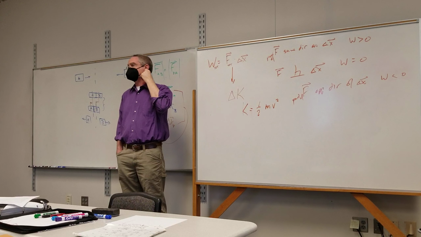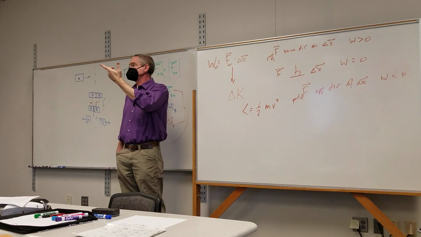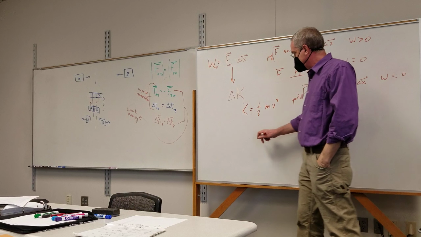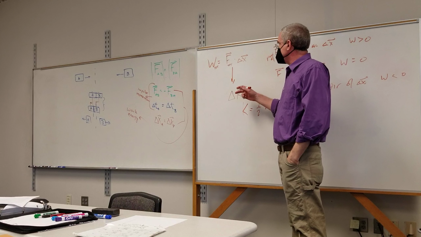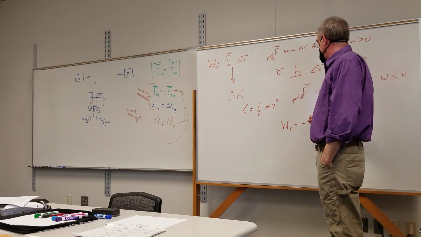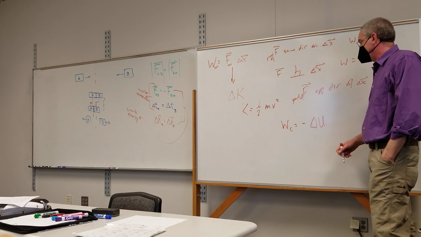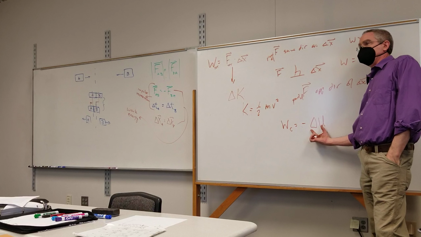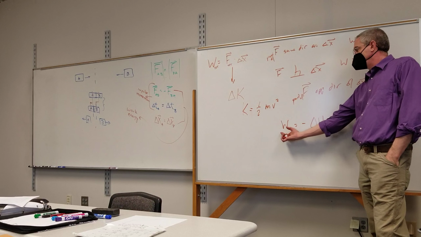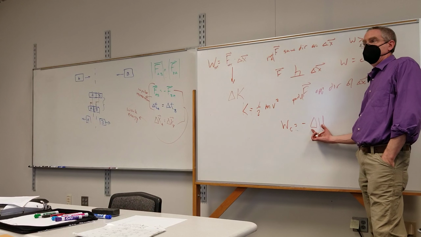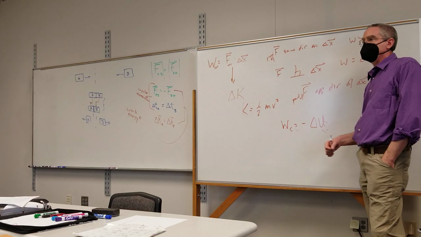For conservative work, this is a little bit easier for grading. We have 3 work-energy relationships. The total work is equal to the change in kinetic energy. The conservative work is equal to the negative change in potential energy. So if conservative work is positive, the change in potential energy is negative. If conservative work is negative, the change in potential energy is positive. And then 0 and 0.